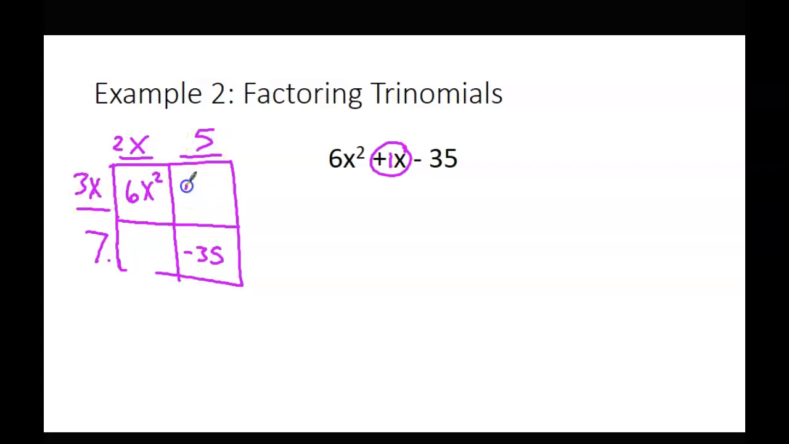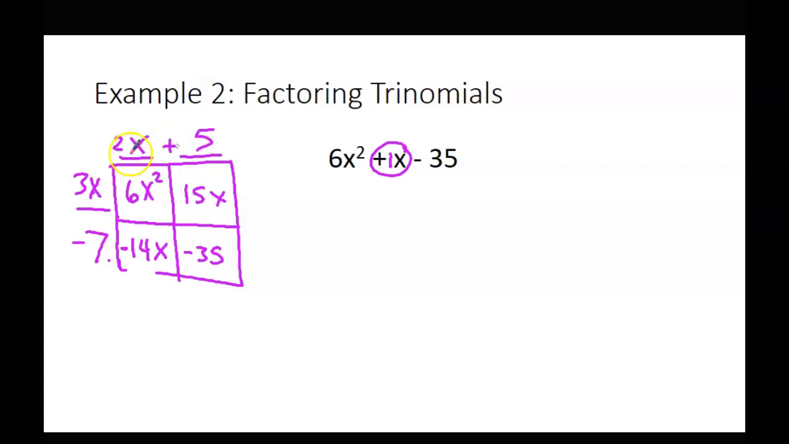3 and 5 makes 15, and 7 and 2 makes 14. Is there any way you can combine these to get 1? Yes, a positive one, right? So if I want a positive one, which one of these would I like to be negative? That 14. Now that 14 can be negative if the 7 is negative. And that actually is good, because didn't I want negative 35 to begin with? So it's negative 7 and 5. So it's always good to double check.